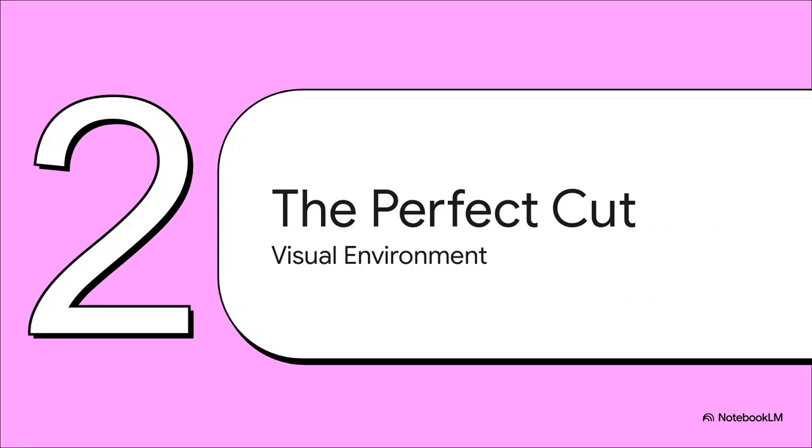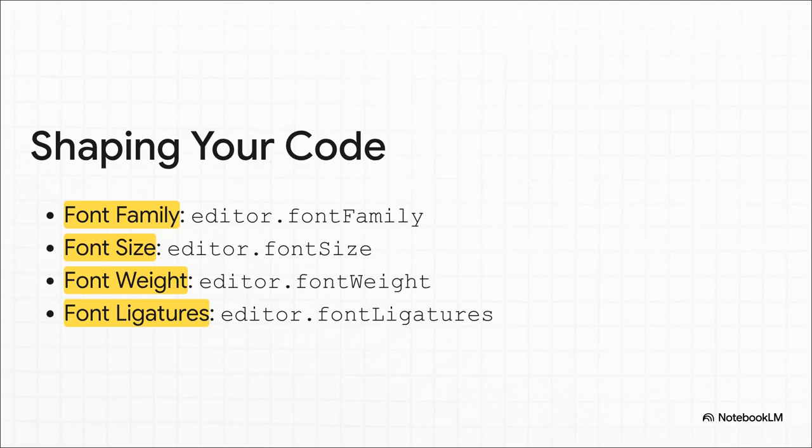All right, consultation is done. Now for the fun part, the haircut itself. We're going to start sculpting the actual look and feel of your code. This is all about shaping your visual environment, so it's super clear, comfortable, and just easy on the eyes. Now, the most basic tools for shaping your code's look, it all comes down to the font. I mean, just like a stylist picks the right pair of scissors, you're going to pick the right font family to get the perfect feel.